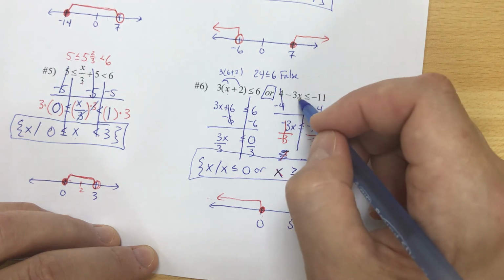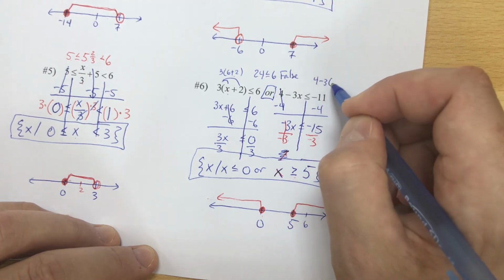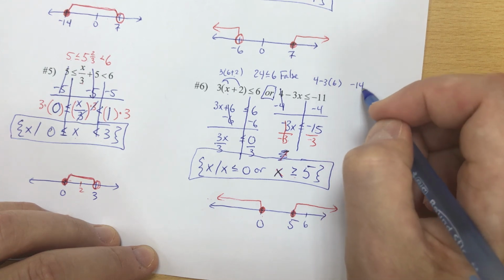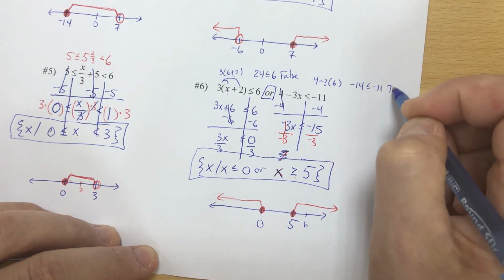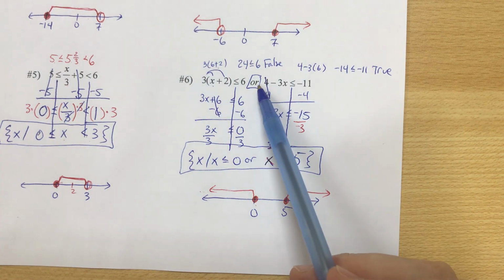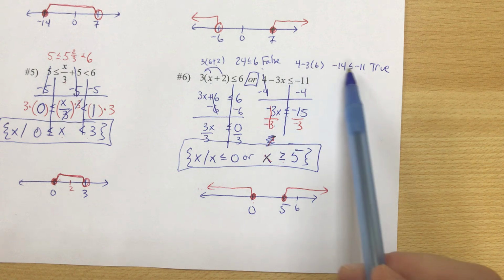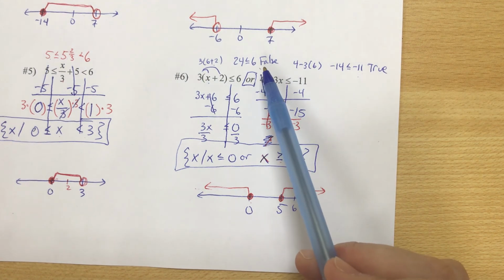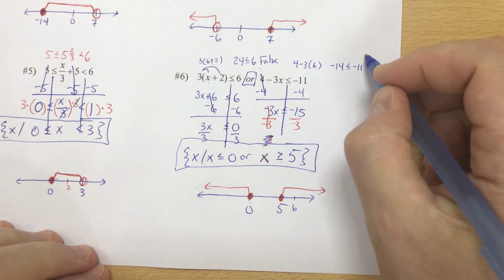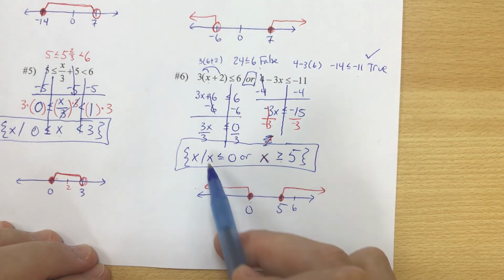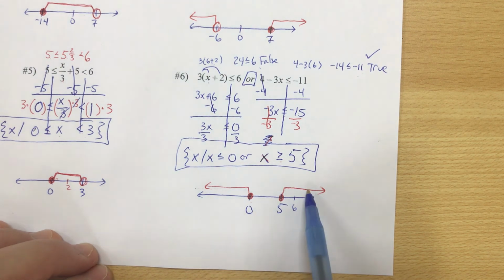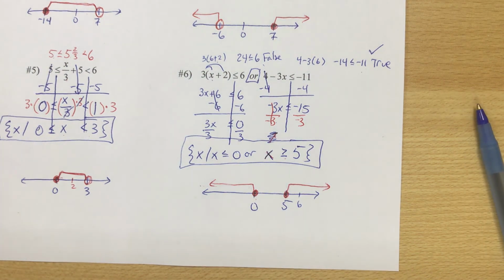Uh-oh. Now here, 4 minus 3 times 6, 4 minus 18 is negative 14. Is that less than or equal to negative 11? That is true. When you have an OR problem, you don't need both of these to be true. You only need one of them. So it's either this or this. And because this one is true, we can say that the overall inequality is true, so we are good. This is the solution. And that is the end of the notes.